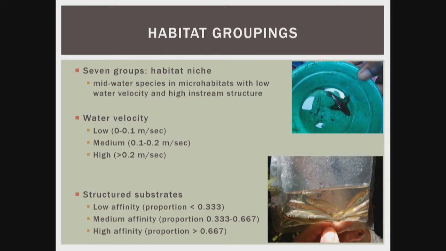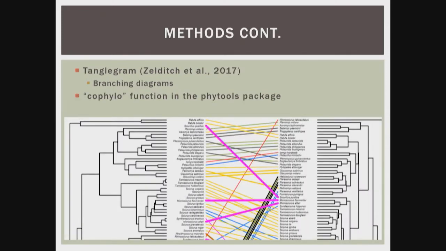And I ended up with 7 different groups. So an example of that would be fish that are midwater that tend to be in microhabitats with low water velocity or high stream structure. And so I had 7 of those types of grouping, and then I sort of arbitrarily broke species into species that have low affinity or high affinity water flow, and the same thing with structured substrates.